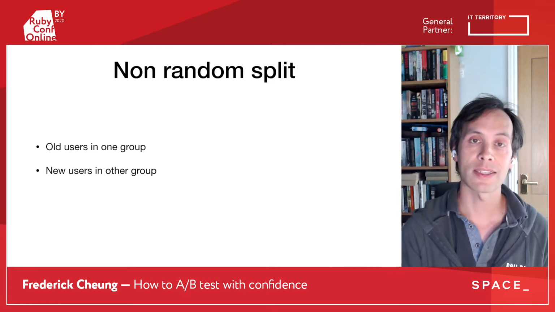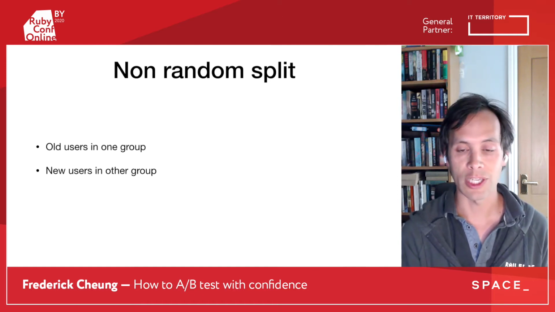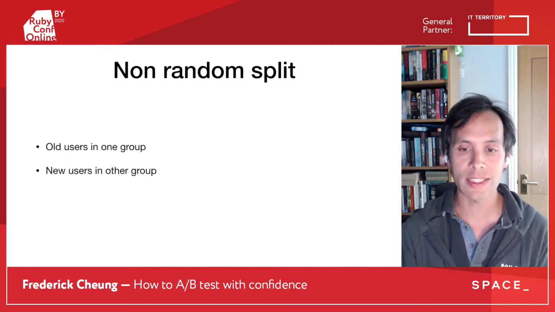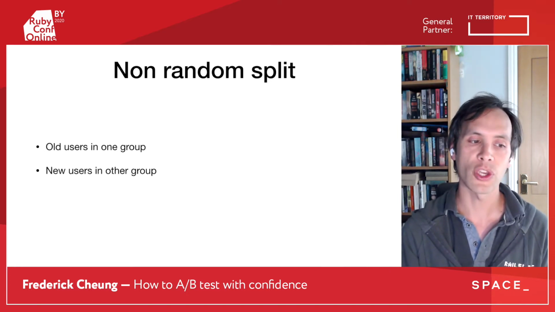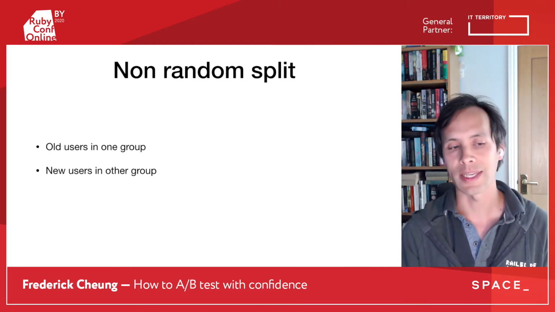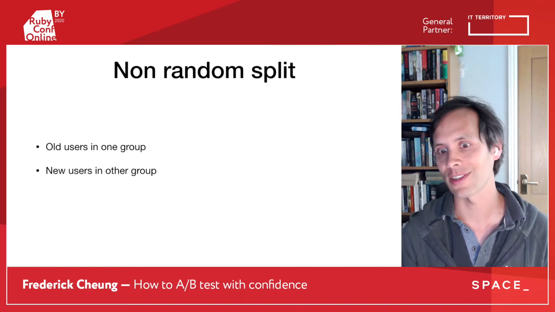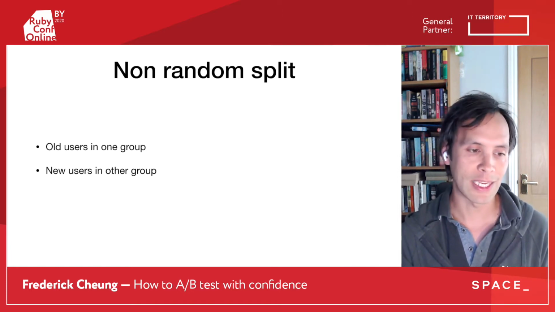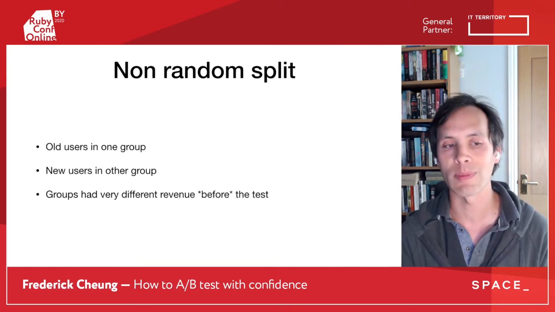So we ran the test for a couple of weeks. And then after the approximate sample size had gone through the test, we started analyzing the data. And the difference between the groups was huge. Way, way, way more than we were expecting, to the extent that we thought something is not right. We shouldn't be able to make a difference this big just by changing some products in a banner somewhere. And when we dug a bit deeper, we found that the groups had very different revenue before the test. So this was not a random split.